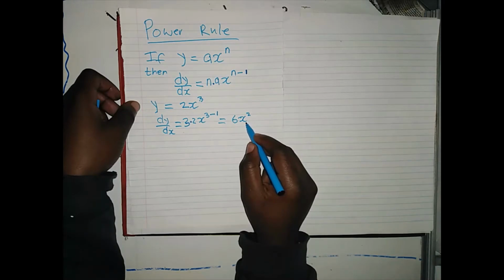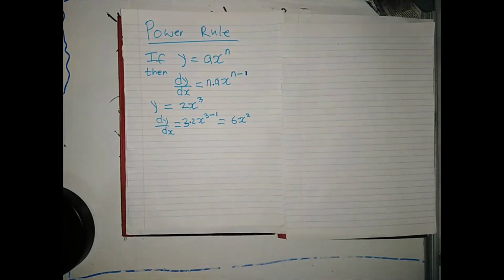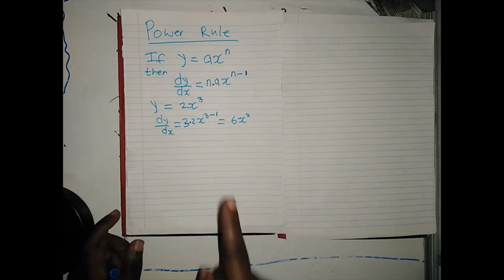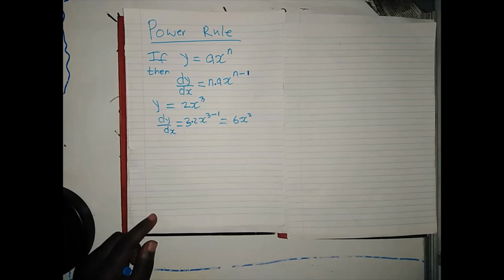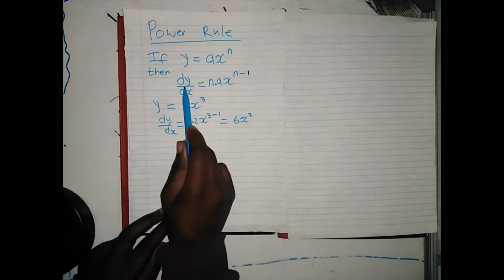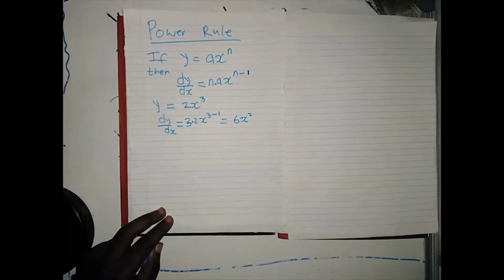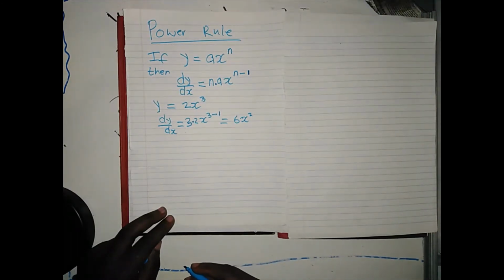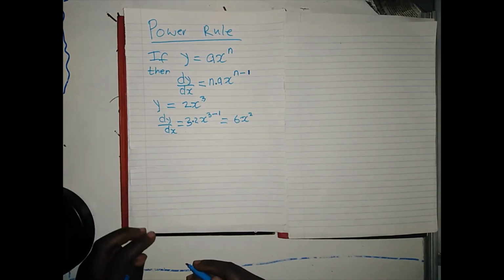Okay, that is the power rule. It simply says that if you have a function that has a power, you can take that power and multiply it with the coefficient, and then the same power you minus by 1. Now, here we made an example with dy over dx. That is one of the ways in which we can represent a derivative. But there are other ways.